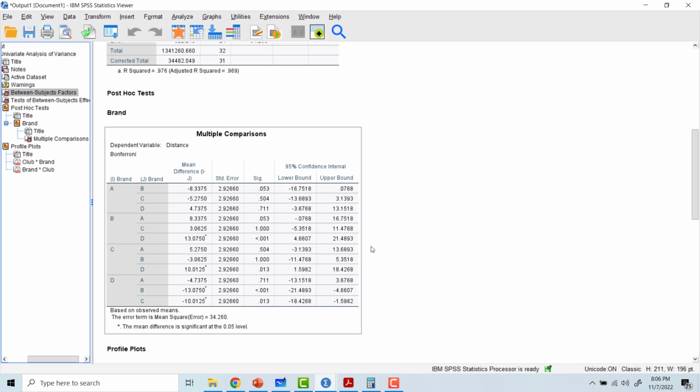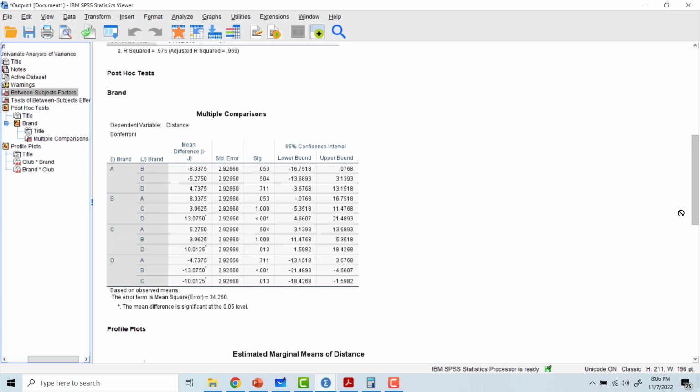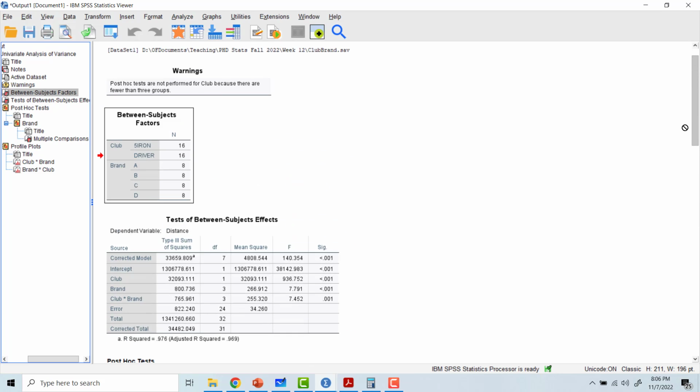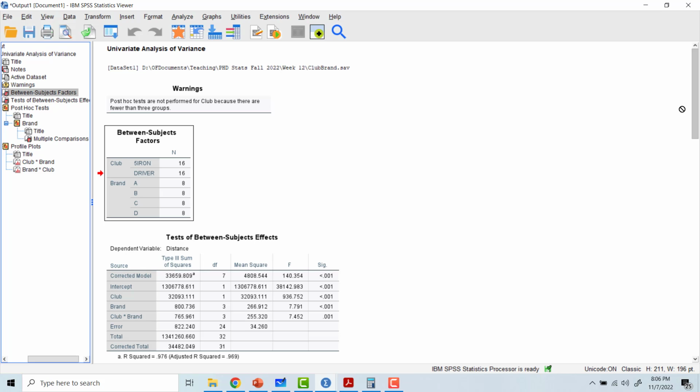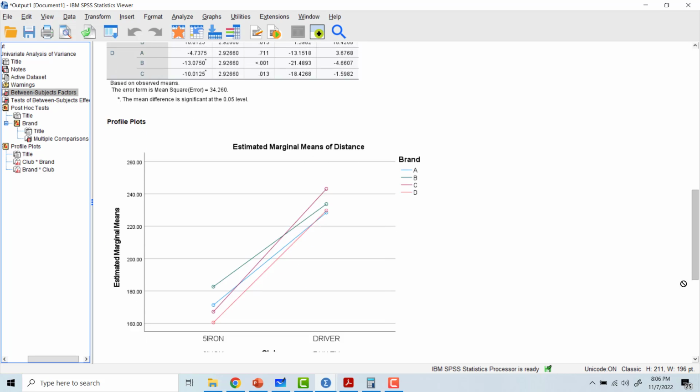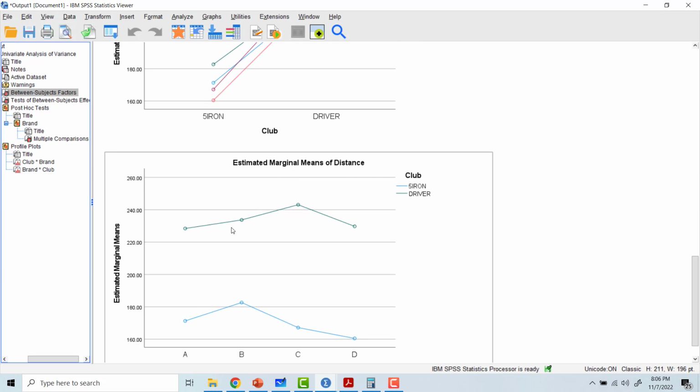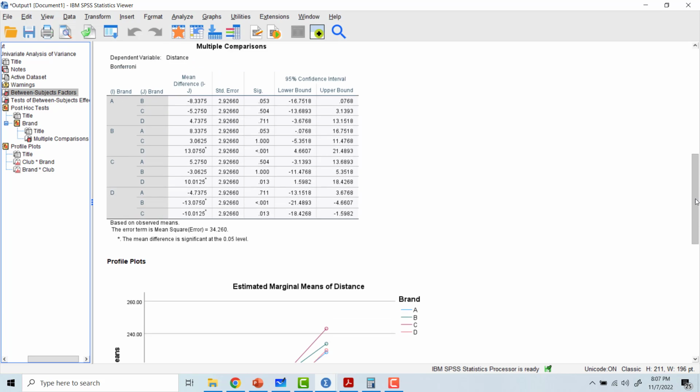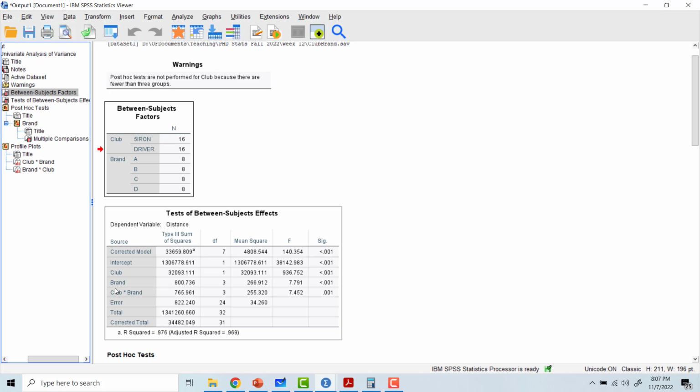Okay, last little thing, effect sizes. Now notice we only have effect sizes for the brand. We don't have it for the club. I could have just done a club chart, but it's pretty obvious from this chart that the driver goes much further than the 5-iron. Essentially, this F test for club with one degree of freedom, 2 means, is essentially the same as doing a T test.